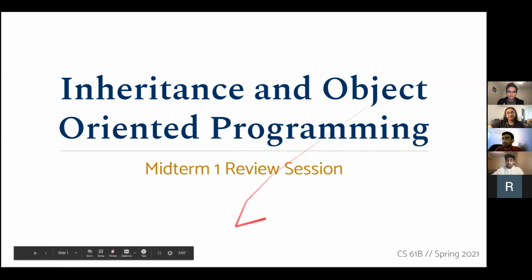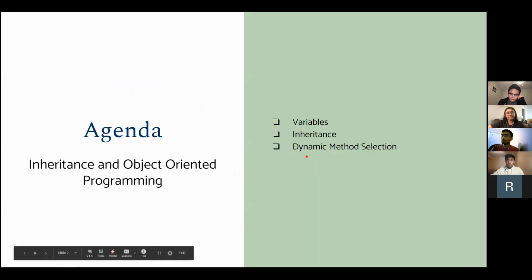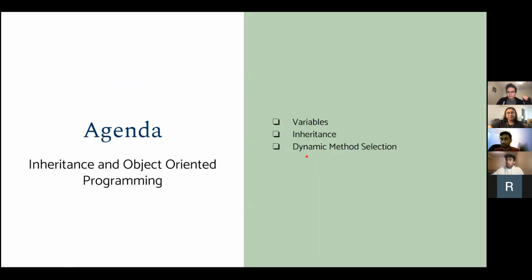So inheritance and object-oriented programming. We're gonna have 3 sections. First is variables, which I'll do, then Todd will do inheritance, then Abhishek will finish with dynamic method selection. So just kind of a preview of what we're going through.